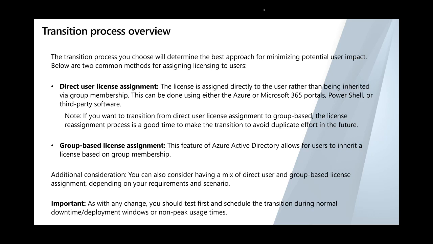You can also consider transitioning using a mixed approach, and this is where it would involve transitioning using a combination of group-based license assignment and some direct user license assignment, depending on your needs and your scenarios. Also, you'd want to test this transition with a smaller subset of users first, and that'll help ensure that the steps are validated and that things go smoothly when you do this live in production. You also want to make sure that you're scheduling the transition during non-peak usage times or maintenance windows if possible, which will help lessen risk of any potential impacts there.